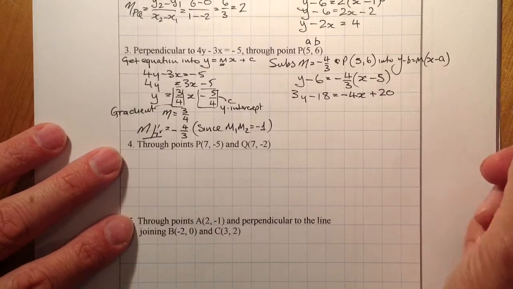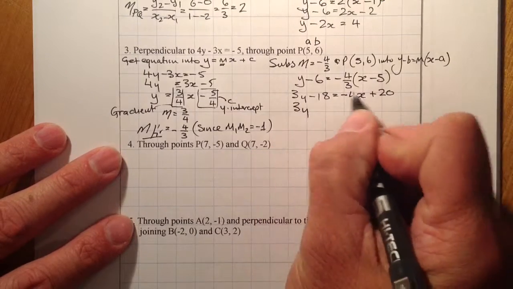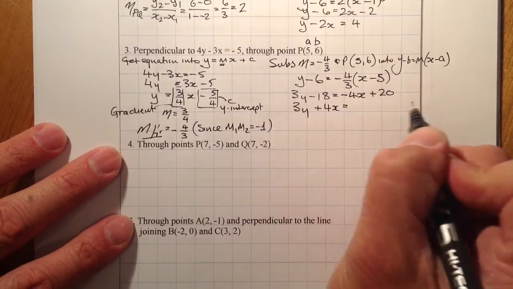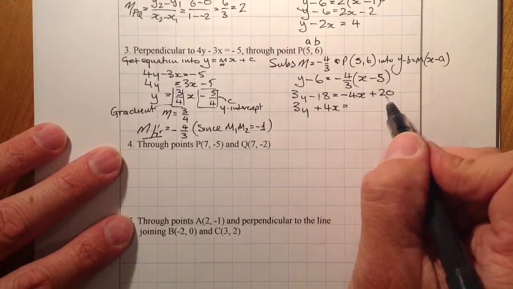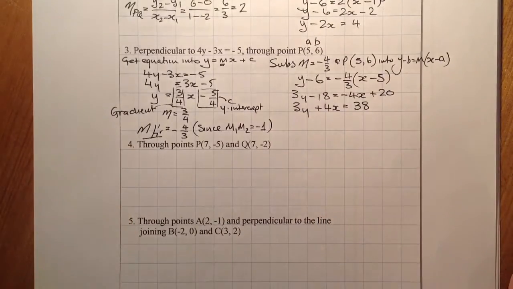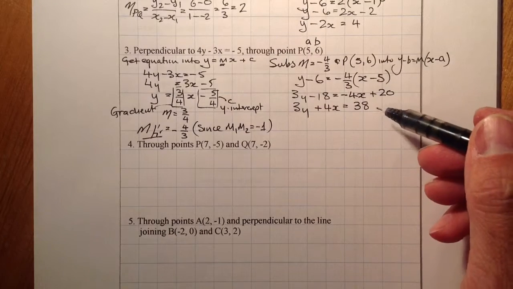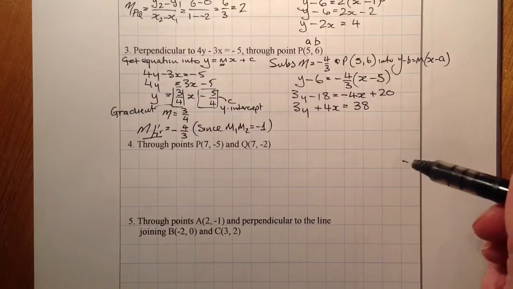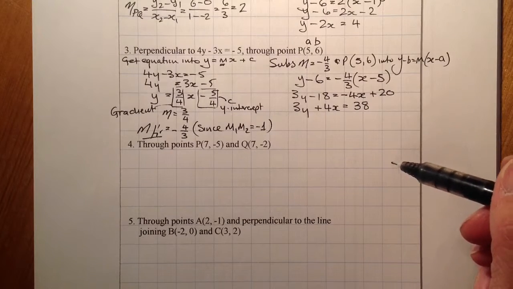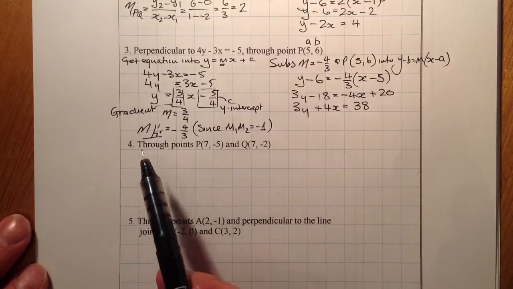What I'll then do is just rearrange it. So I've got 3y here, bring the minus 4x over, that'll give me plus 4x, and from that side there I'll bring the 18 back over to that side, and that gives me 38 on that side there. And that's me set up for doing any simultaneous equations work that I have to do after that one. Right, let's look at this question here.